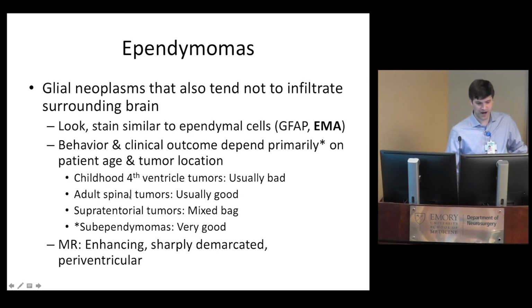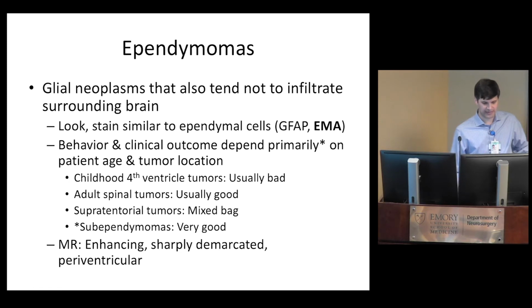If they're in the spine of an adult, and remember this is a tumor that looks exactly the same, the outcome is usually good. And nowadays we actually know that these things are molecularly different, as you would imagine. So something that looks histologically very similar can be molecularly quite different, and that explains some of the different behavior. Supratentorial ependymomas are a little bit more of a mixed bag in terms of their behavior. And then there's another category of subependymomas that are extremely good in behavior. These are usually seen in adults.